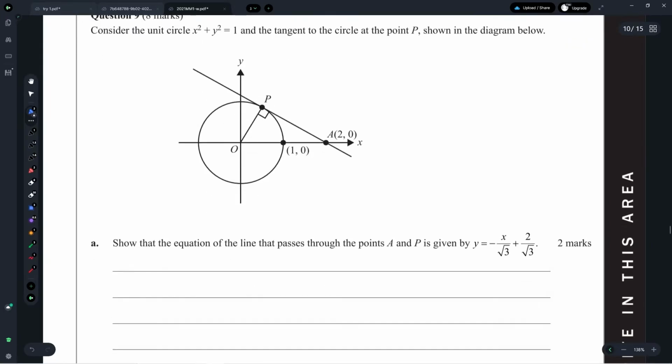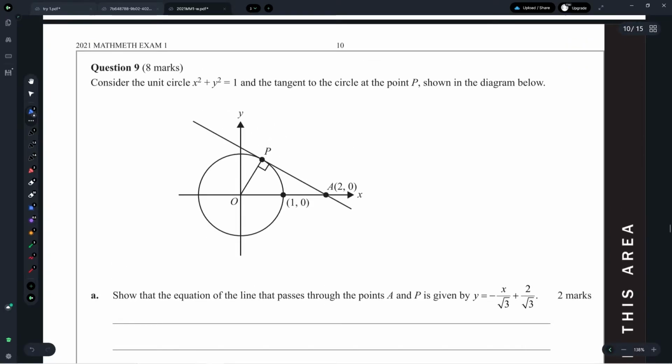Now we're up to question 9. Obviously the hardest question in the exam, and this one requires a lot of visualization skills, which is where you need to practice your visualization questions from previous exams to get good at them.